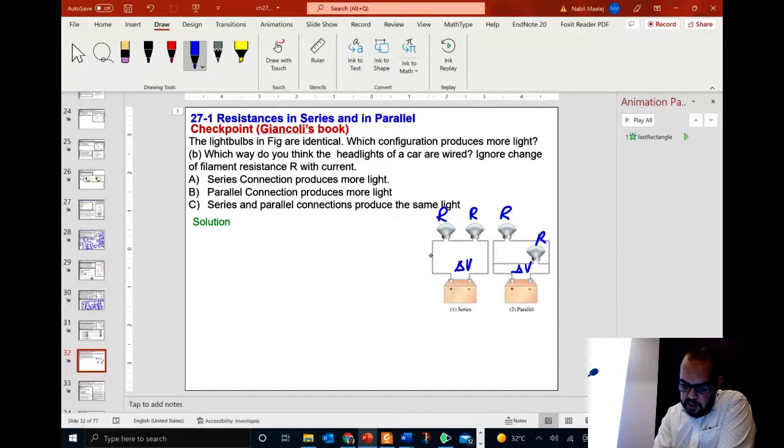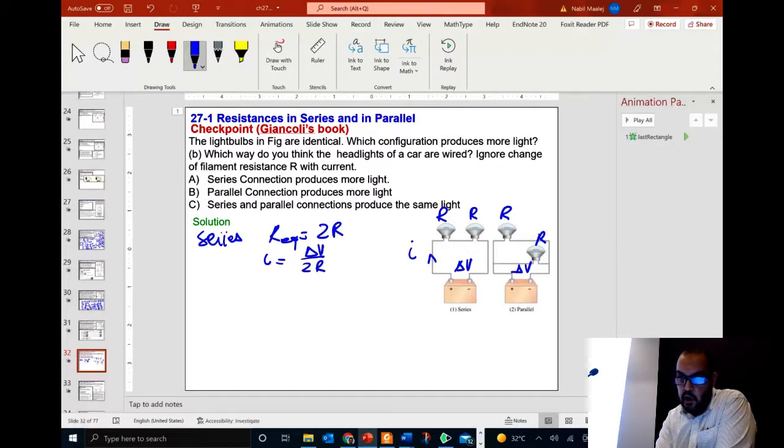For the series combination, let me determine, for example, the current I. Clearly we have two resistances in series, so the R equivalent in this case is 2R. The current I is going to be equal to delta V divided by R equivalent, so delta V divided by 2R. This is the current.